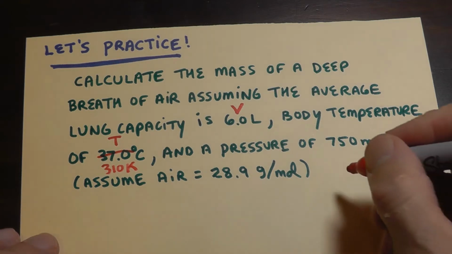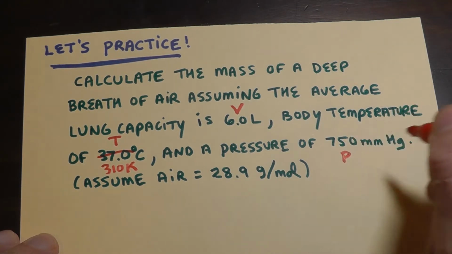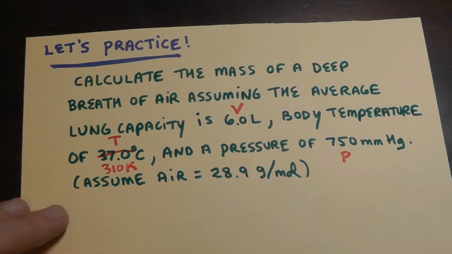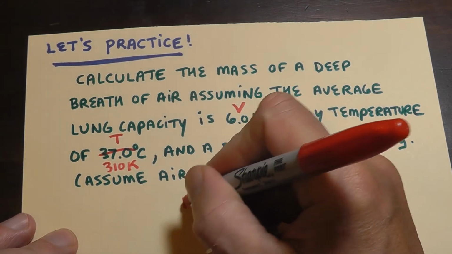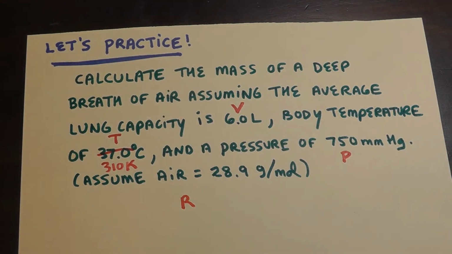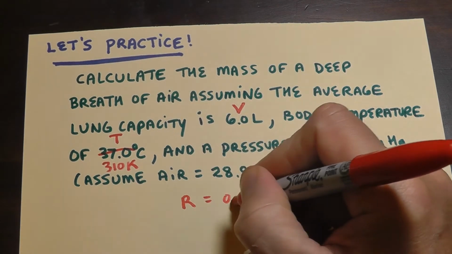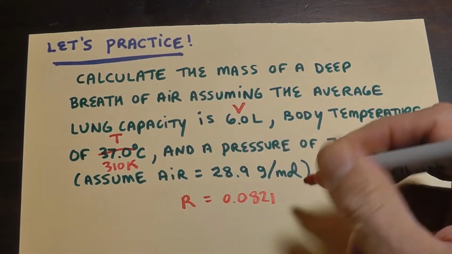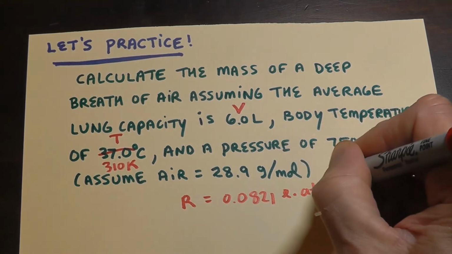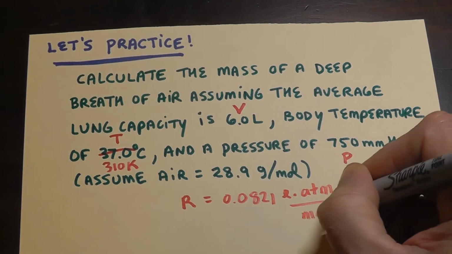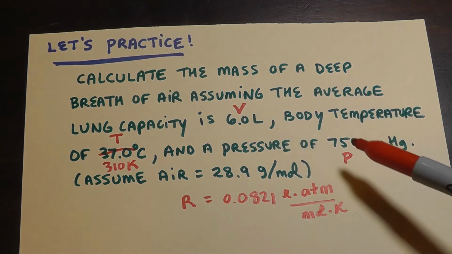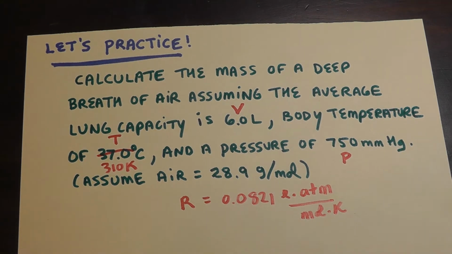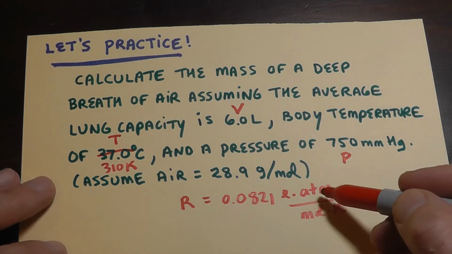And a pressure of 750 millimeters of mercury. Now, every time I'm given something like this, I always have at the ready the gas constant, 0.0821 liters times atmospheres per mole per Kelvin. There's my Kelvin, there's my liters. Oops, I've got to change the units of my pressure to match that of the gas constant, which is atmosphere.